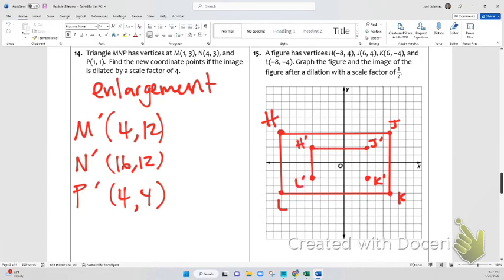So my new image is a dilation. It's half the size of the original, which means that it would look like that. And then it says graph the figure and the image, and I don't need to do anything else for that one.